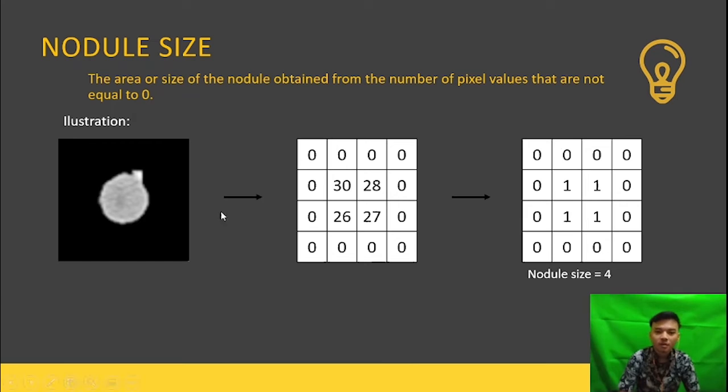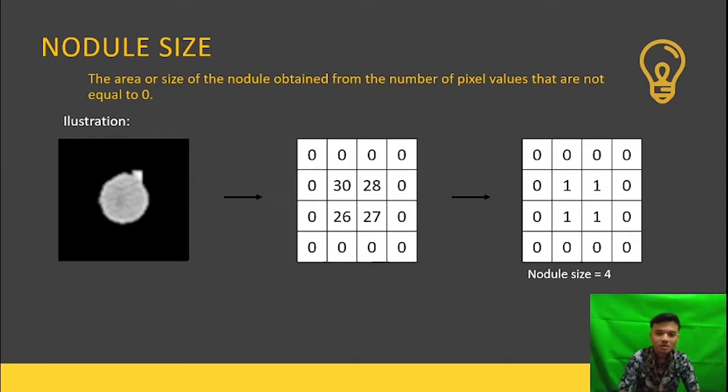After we crop the lung CT scan image into a nodal image, this is the first feature that we use in the study, called nodal size. Nodal size is the area or size of the nodule obtained from the number of pixel values that are not equal to 0. And this is the illustration.